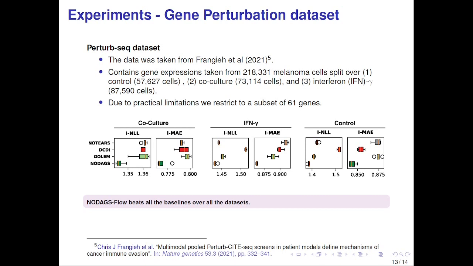Due to the lack of a ground truth graph to evaluate the causal discovery methods, we rely on evaluating these methods on their predictive capabilities over unseen interventions, and thus we employ holdout log likelihood and mean absolute error over the unseen interventions as error metrics to measure the performance of these methods. And as seen from the figure, we can see that NODAGS-Flow is able to outperform all of the baselines over all of the groups of the dataset, thus showing that it is indeed beneficial to learn cycles for real-world systems.